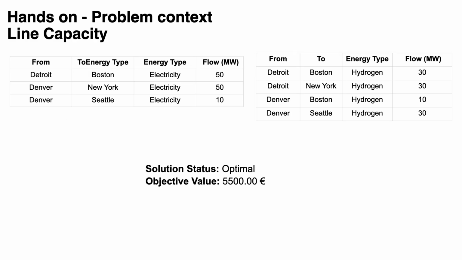After defining the variables, adding the capacity and flow balance constraints, and setting our objective, we run the optimize command. Here we see the final output. The solver successfully found an optimal solution with a total objective value of exactly 5,500 euros. The tables on the screen show the precise flow in megawatts for both electricity and hydrogen across the active routes. Instead of relying on manual estimates, we now have a mathematically proven, fully optimal dispatch schedule.